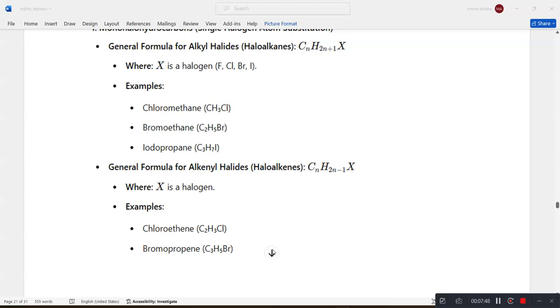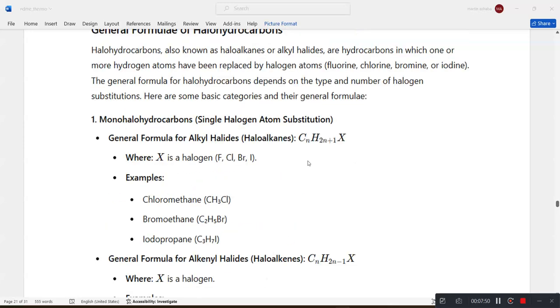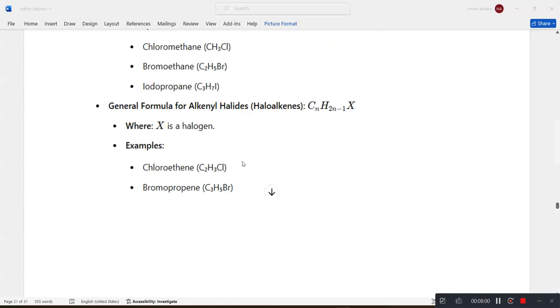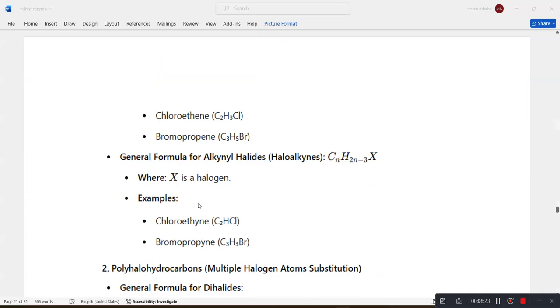A general formula for these monohalohydrocarbons is CnH2n+1X. X represents the halogen atom. Then we have alkenyl halides. These are the haloalkenes. You'll find this comes from a combination of the halogen atom and the alkenes. So an example is chloroethene, bromopropene, etc.